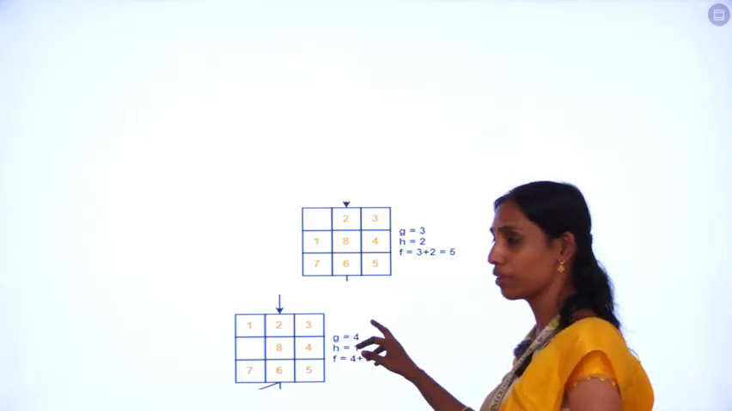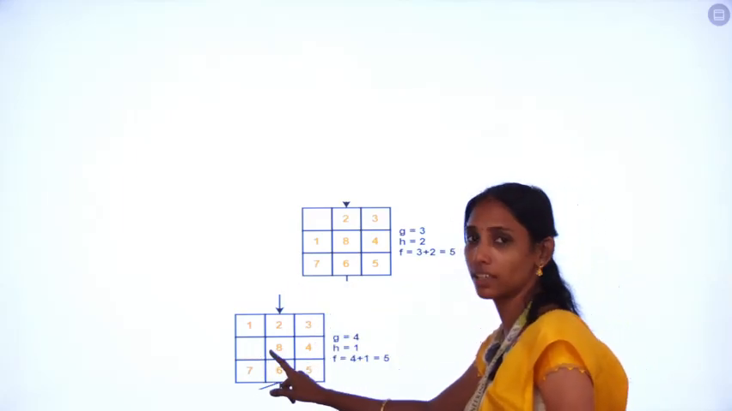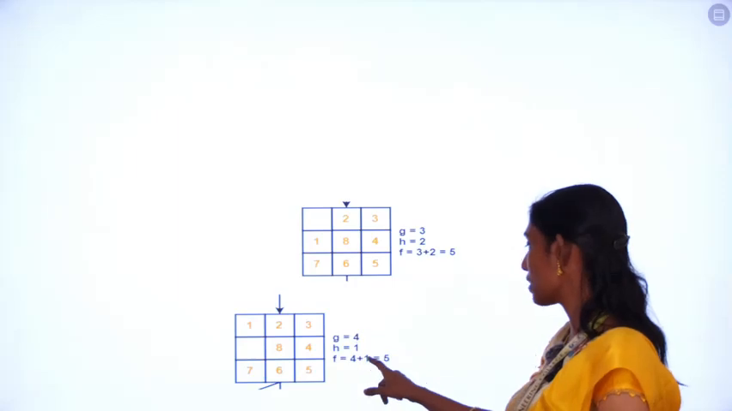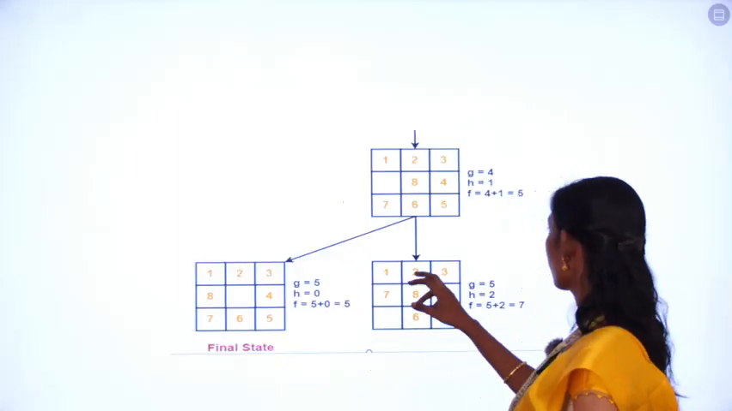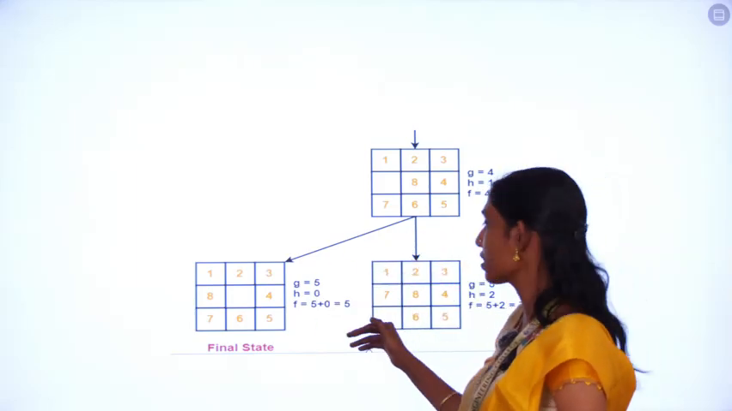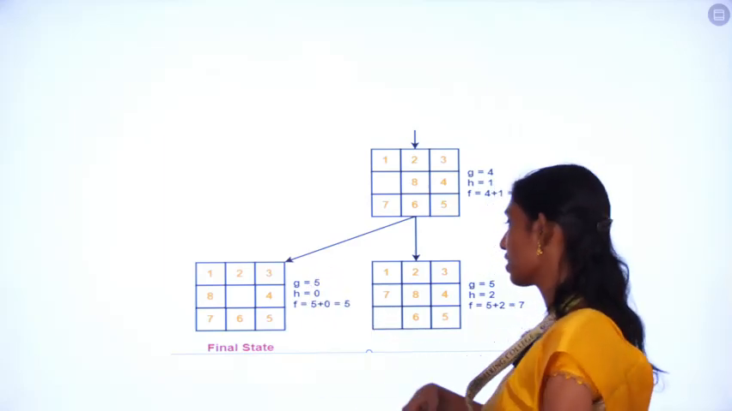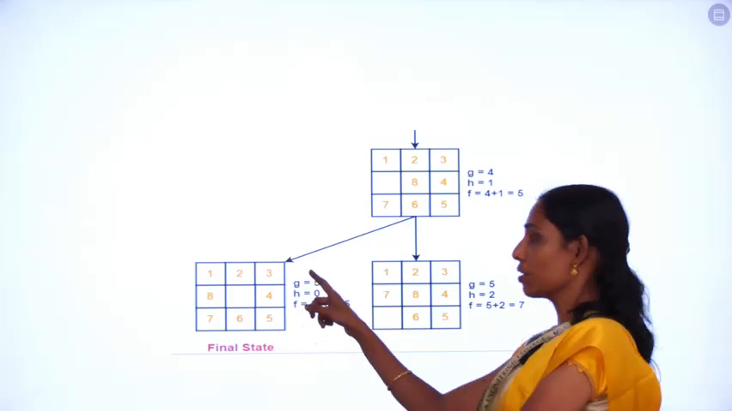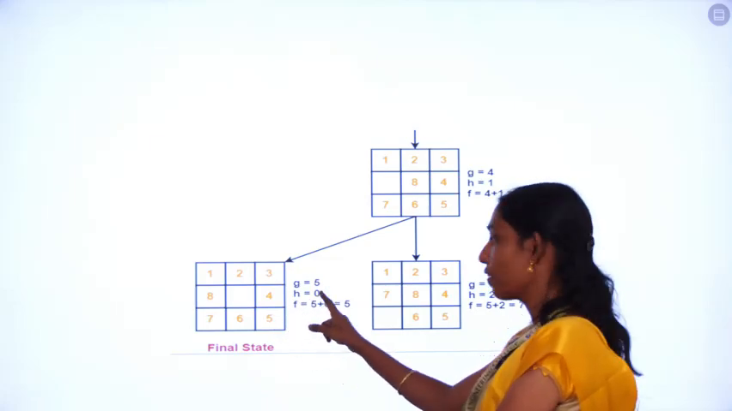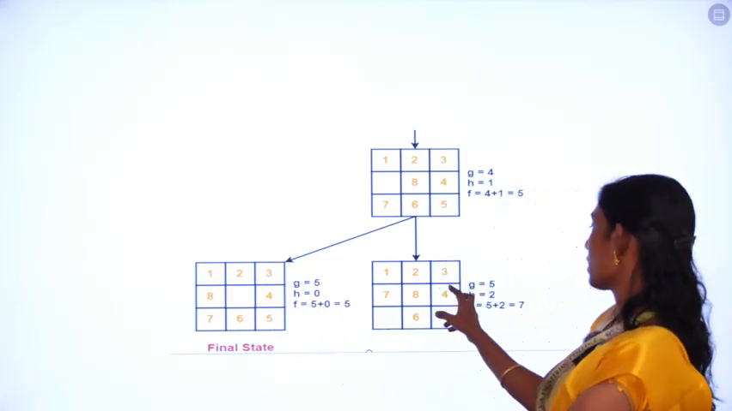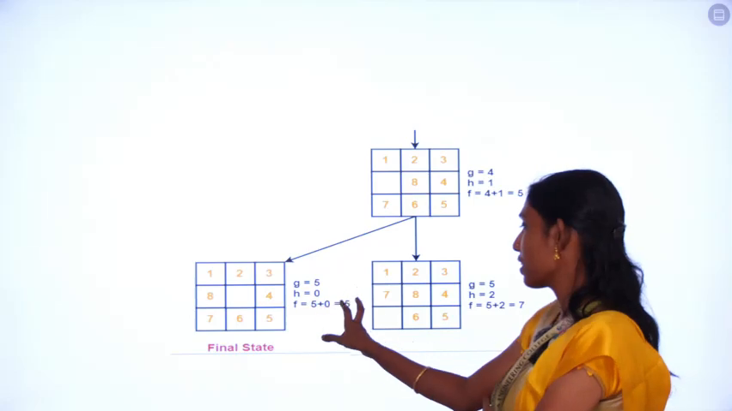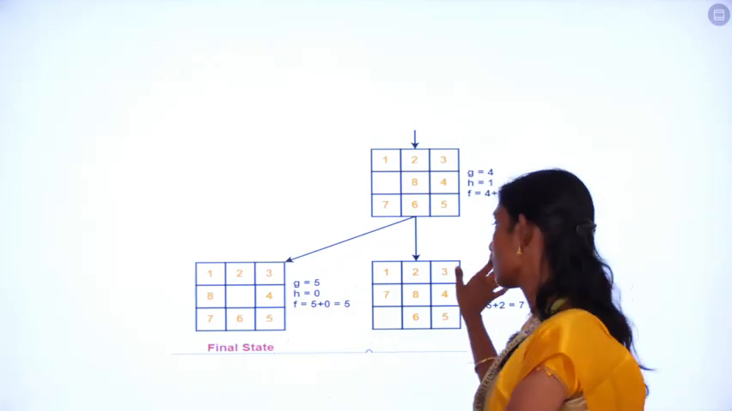Next tree traversal where your G value will be 4 and your misplaced tile is only 1 compared to your final state. So your cost effective value will be 4 plus 1, that is 5. After this, the last step is the next tree traversal where your G value will be 5 and your H is 0, because your misplaced tiles are now 0. Why? Because you have reached the final state here. So your effective value is 5 plus 0, that is 5, and here it is 2 misplaced tiles, so you have 5 plus 2, that is 7. Comparatively this is less cost effective, so this will be your final state.